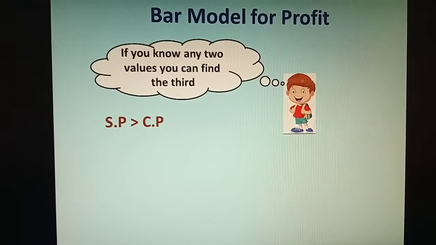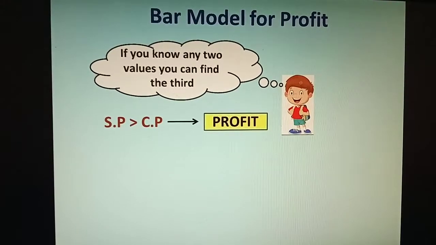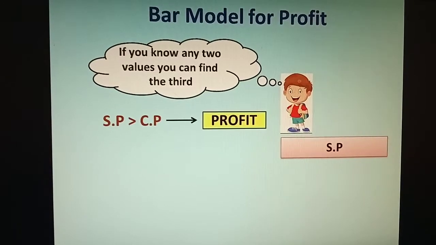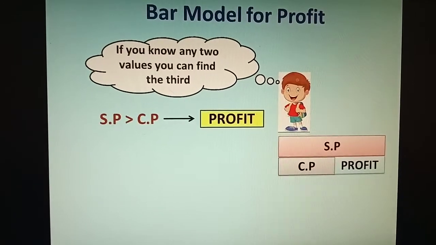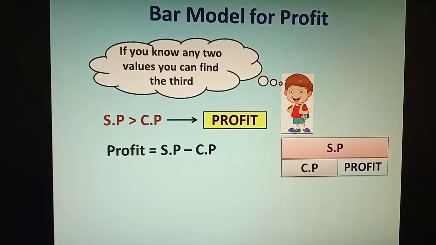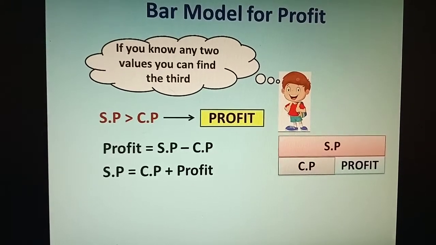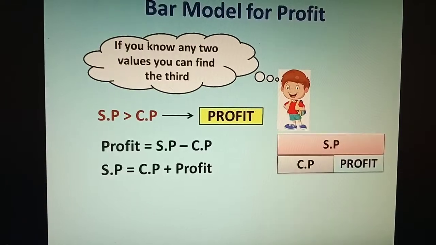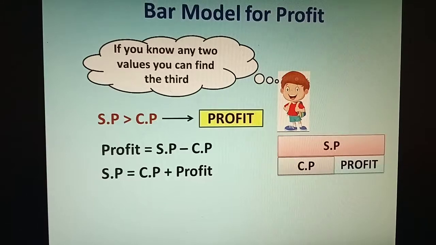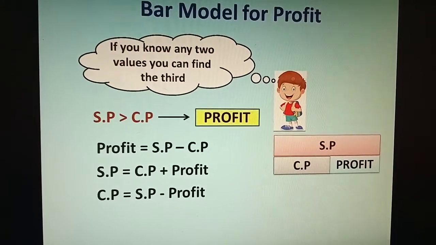When we say SP is greater than CP, that means there is a profit. SP is greater, so it will be in the upper bar, the whole part. And CP and profit will be the parts, that is in the lower bar. So if we have to find the profit, we say SP minus CP. If we have to find SP, we say CP plus profit. Since two parts added, we get the whole. Look at the bar model carefully. Now if we have to find the CP, we say SP minus profit.